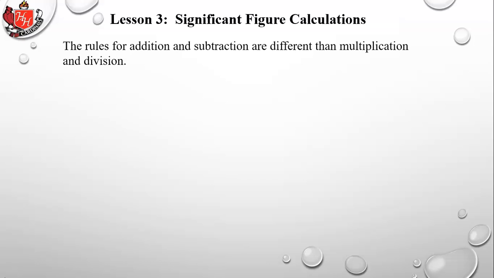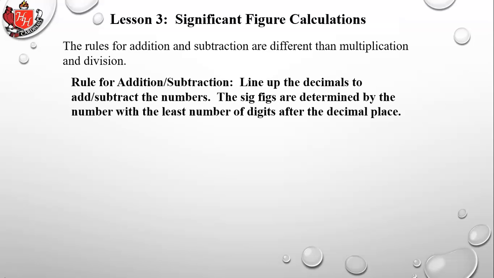The rules for addition and subtraction are different than multiplication and division. So the rule for addition and subtraction: you line up the decimals to add and subtract the numbers. The significant figures are determined by the number with the least number of digits after the decimal place. Okay, the only way to understand that is let's just get into an example. But just keep in mind, this is totally different than what you just saw for multiplication.